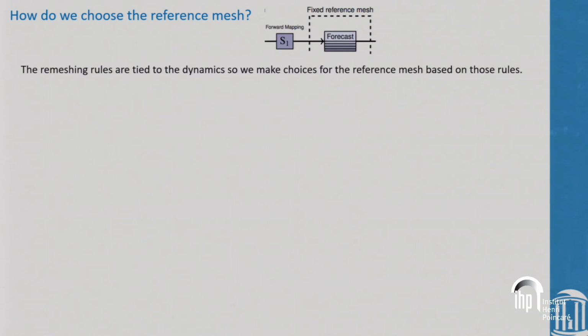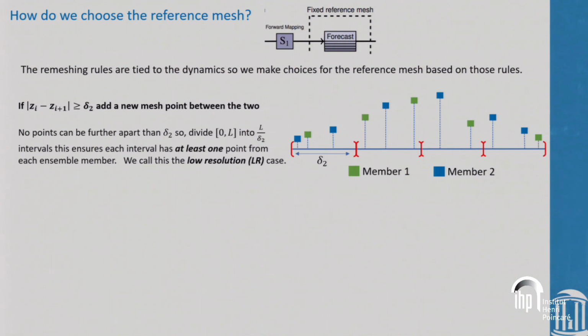OK, so how would we choose the mesh? Well, in this case, the remeshing rules, they're tied to the dynamics, right? So they're driven by the physics. So we want to carefully consider those. So however you define your adaptive mesh, you want to think about that in how you might choose your reference mesh to do this. So we'll make our choices based on those rules, and they give sort of a natural set of choices. One of the rules that we had was that if 2 points were too far apart, we inserted a point between the two.